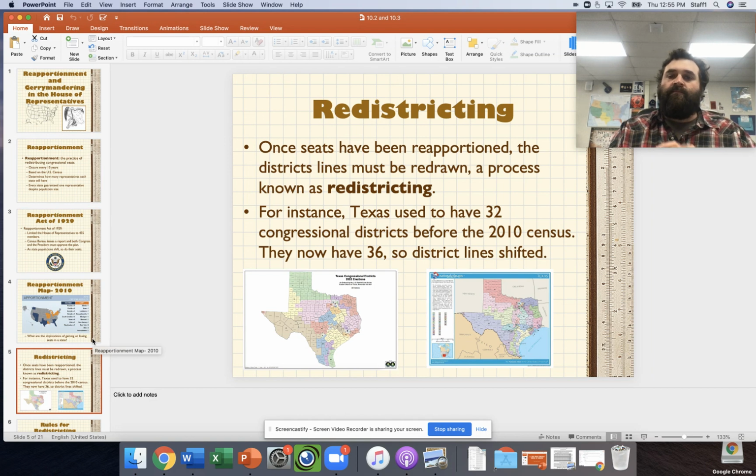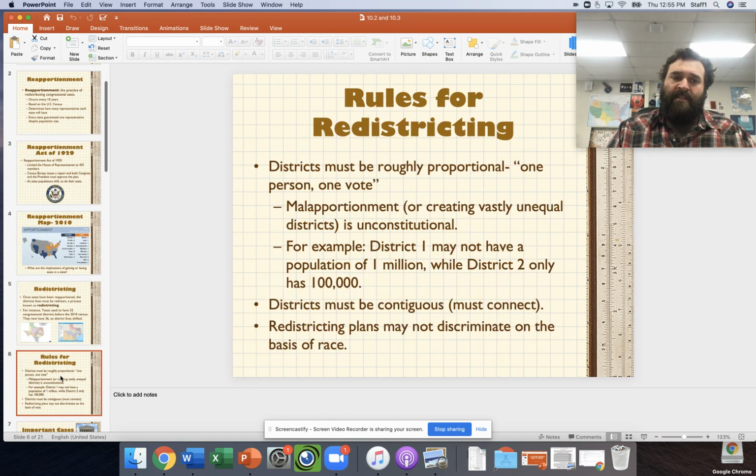So Texas, for example, gained 4 seats. They go from 32 to 36. And this is what their congressional map looks like. This is kind of a headache, right? There's tons and tons of representatives in these maps. And now the lines need to get redrawn because the population has shifted. These districts are supposed to be one person, one vote, more or less. So when they redraw these boundaries, they have to take that into account.